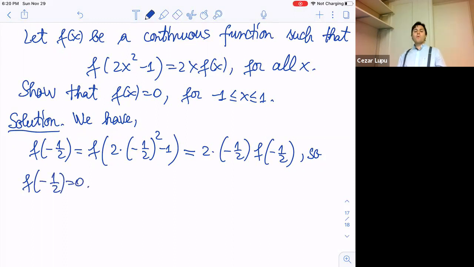But maybe -1/2 comes from some kind of a value of cosine. Maybe that's f of cosine of 2 pi over 3, right? Maybe that will be 0. Okay. Now, like I said, this rings a bell to a trigonometric identity. So let's do this now.